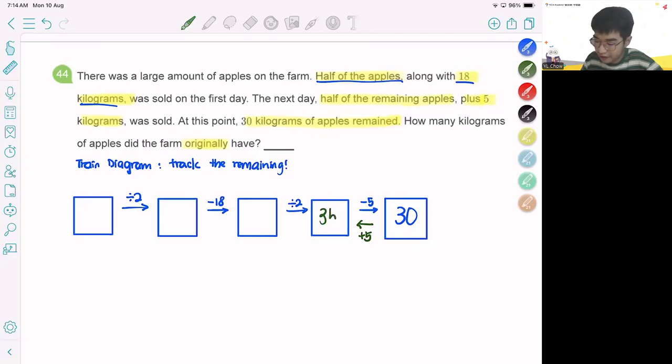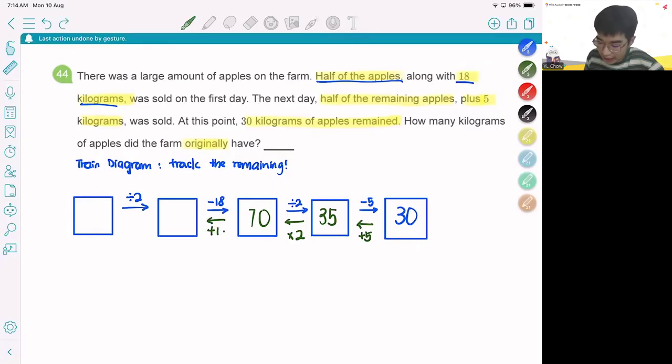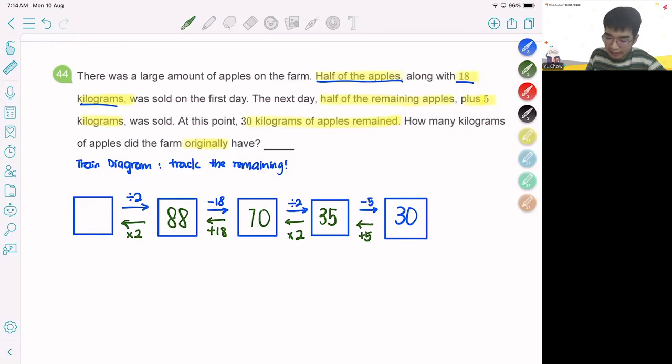30 plus 5, 35. Then backward, divide by 2, reverse, times 2. 35 times 2, 70. Minus 18, reverse, plus 18. 70 plus 18 is 88. Finally, 88 times 2, 176. So there are 176 kilograms of apples at first.